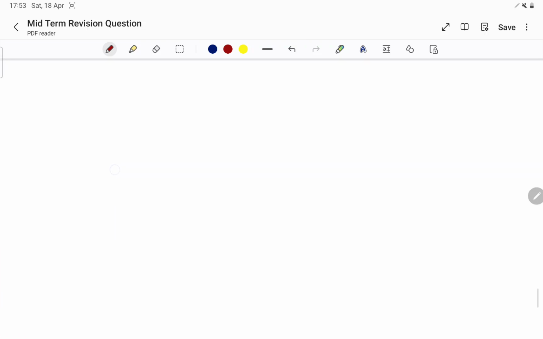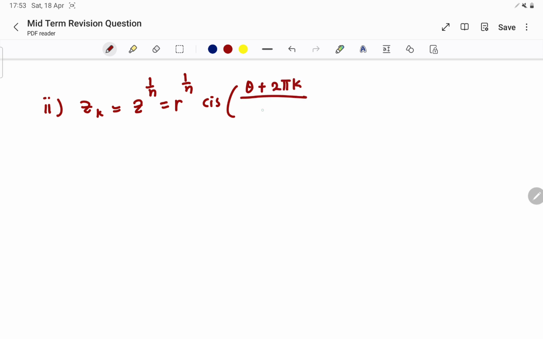Since we want to use the De Moivre theorem, to find all of the cube roots, it is actually z_k equal to z to the power of 1 over n, equal to r to the power of 1 over n cis of theta plus 2 pi k divided by n, where k is equal to 0, 1, 2 based on the number of cube roots that we have.